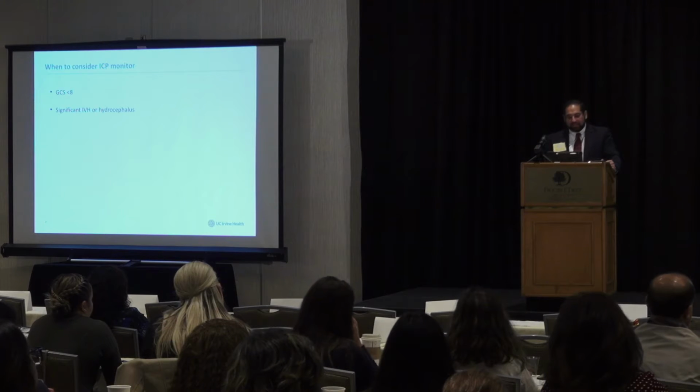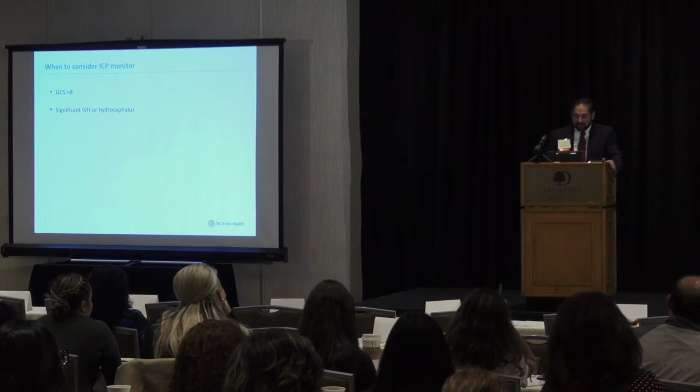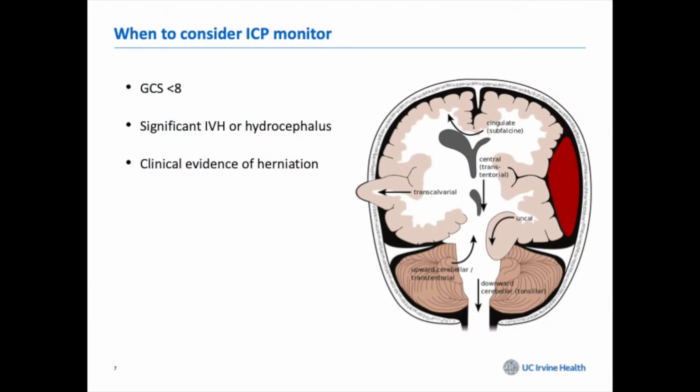So this basically means a patient that's not interacting with you in enough way to know that the brain is functioning somewhat normally. So usually an unconscious patient that you don't know exactly why they're unconscious. It's not just a medical issue or something else. If they have significant intraventricular hemorrhage or hydrocephalus, certainly you want to consider a monitor or treatment. And if they have any evidence of herniation, and we'll talk about different types of herniation after. So those are patients that you would consider.